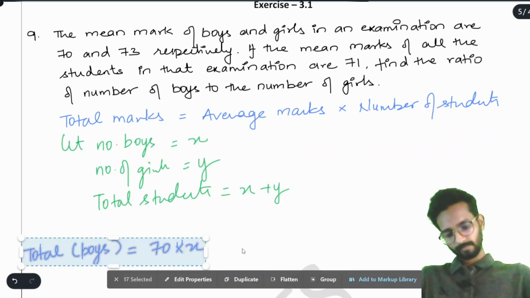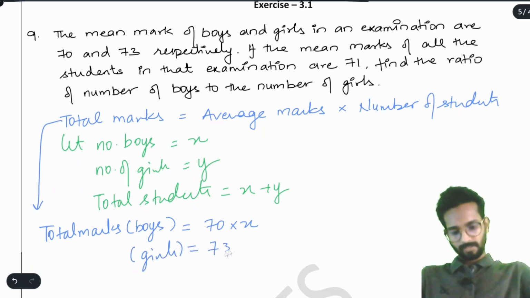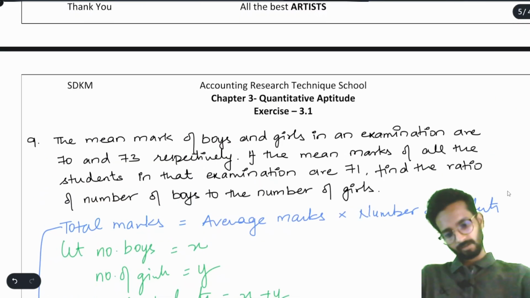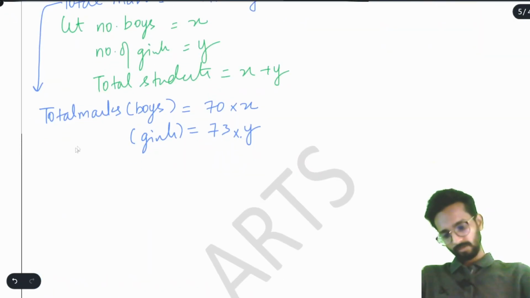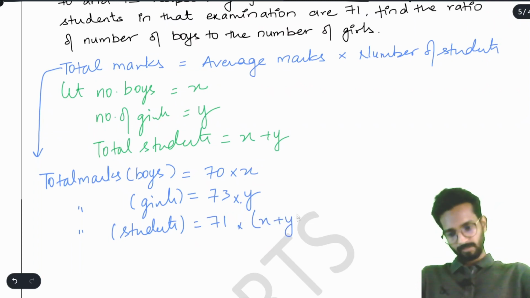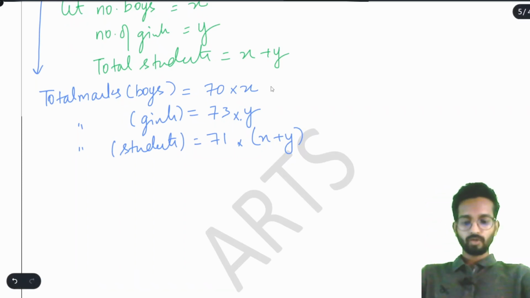Now total marks for boys will become 70 into x, this formula only, and total marks for girls will be 73 into y. Simple. Now for total marks of all the students, how much will it be? The average was 71. So I can say 71 into x plus y. Okay. So now we know, understand this very carefully, total marks of boys plus total marks of girls should be equal to total marks of all the students in the class.